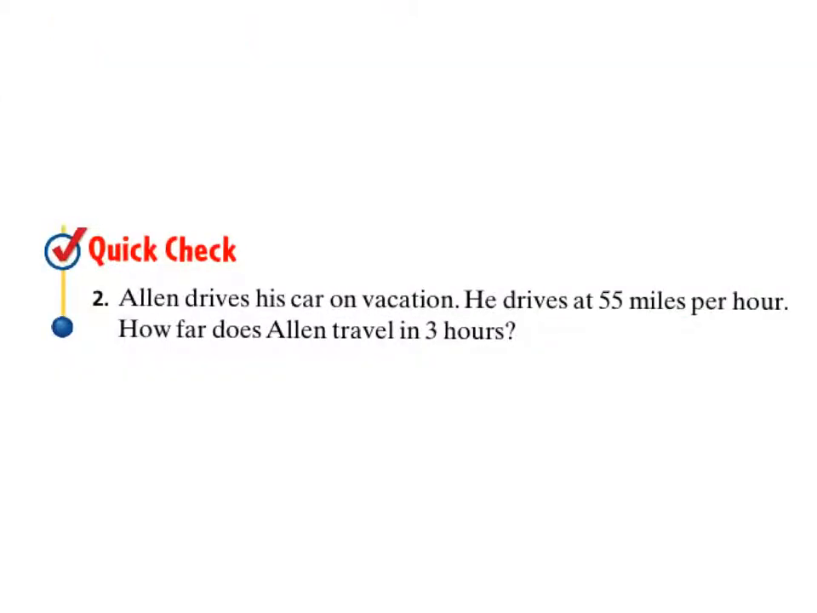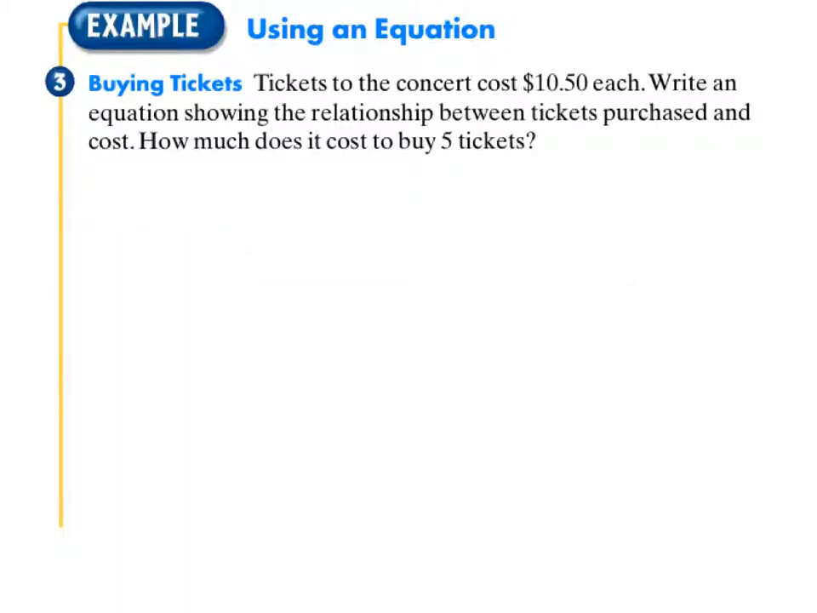Pause the video and do this quick check in your notebook. Be sure to show all your work. Let's look at an example of using an equation. Say we're buying tickets. Tickets to the concert cost $10.50 each. Write an equation showing the relationship between tickets purchased and the cost. So how much does it cost to buy 5 tickets?